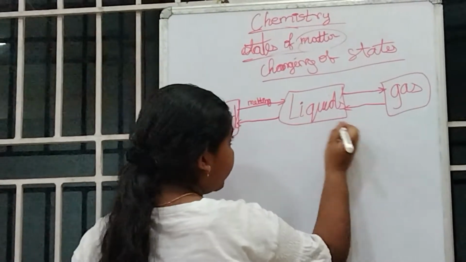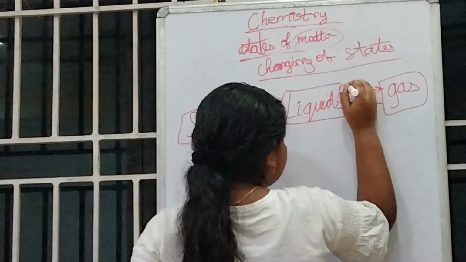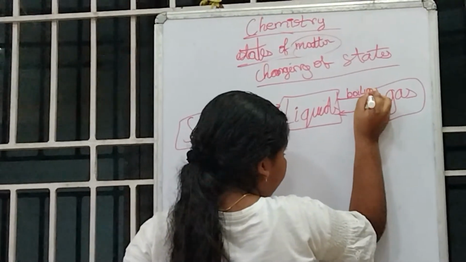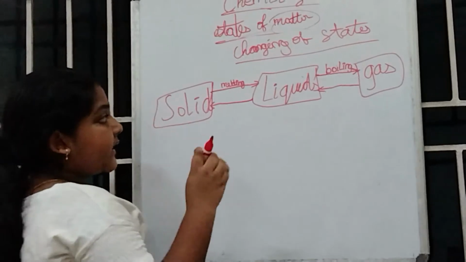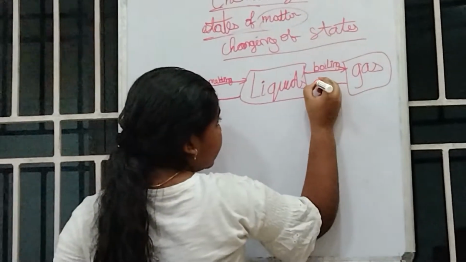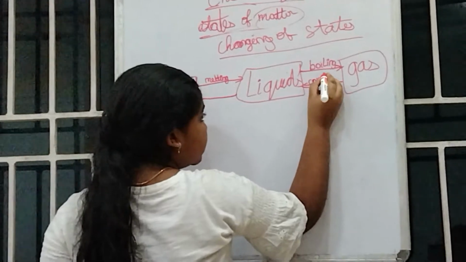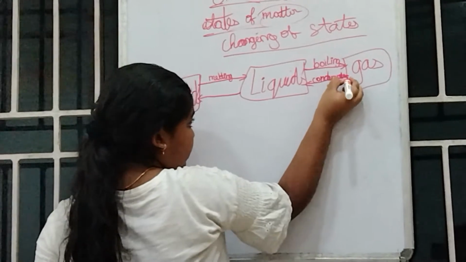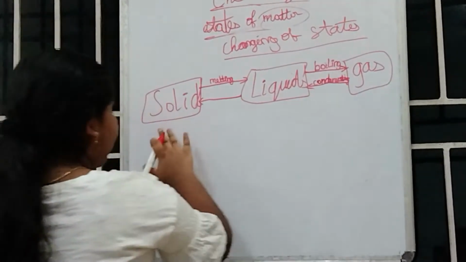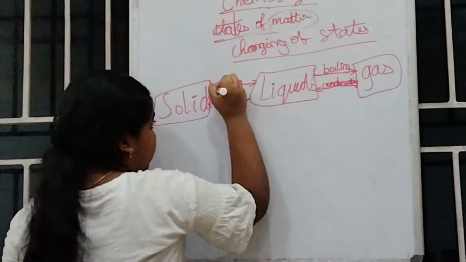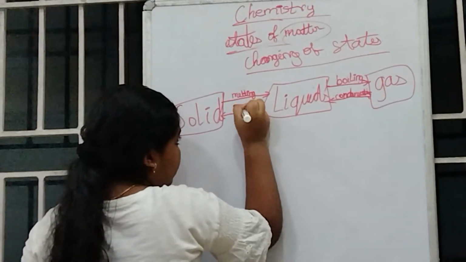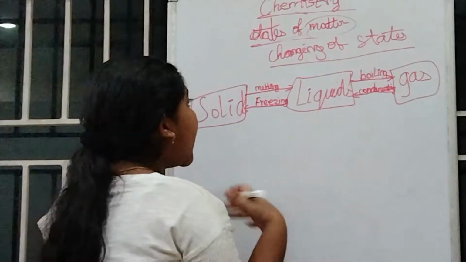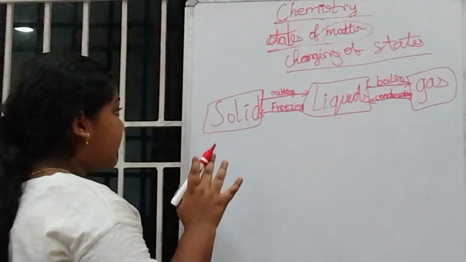Next, we can see liquid to gas. Liquid to gas means boiling. Next, we can see gas to liquid. That is called condensation. And next, liquid to solid. That is freezing.